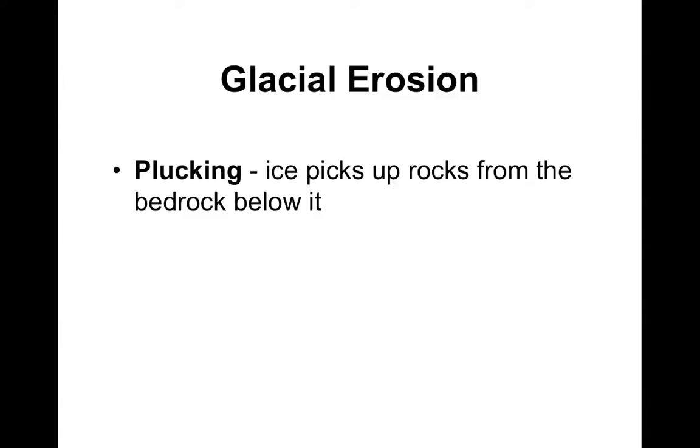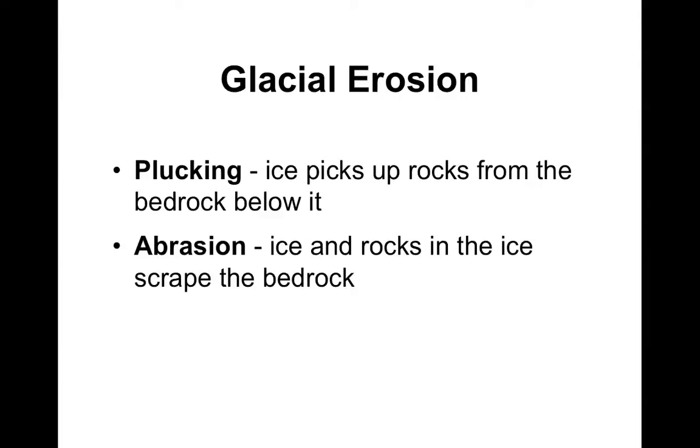Glacial erosion happens in two ways, by plucking and by abrasion. Plucking is just when ice picks up rocks from the bedrock below it, and tends to do that by ice wedging. And then, as you know from weathering, abrasion is when it scrapes the bedrock. Those are the two ways it tends to erode.